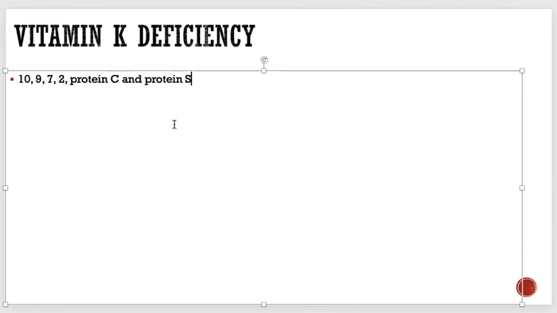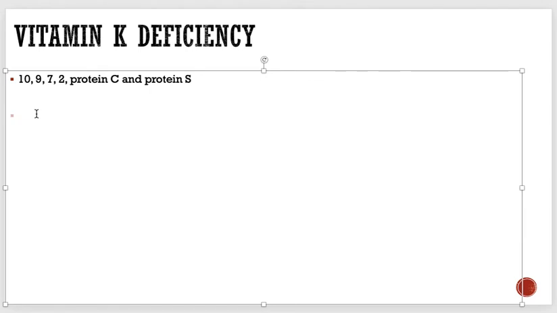Liver diseases, anyone who has fat malabsorption, and different intestinal diseases can cause that. So there are different reasons for vitamin K deficiency. Now, one important thing: notice over here that vitamin K deficiency affects all of these clotting factors. These are mostly clotting factors of the extrinsic pathway, but factor 10 plays a role in both extrinsic and intrinsic. Factor 10 is the meeting point of both extrinsic and intrinsic, okay?